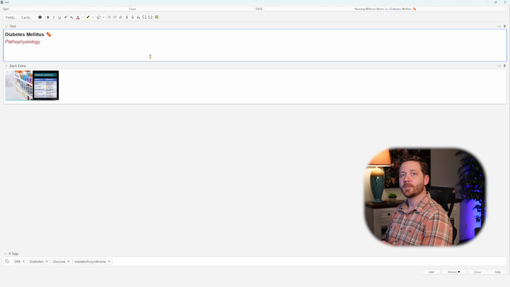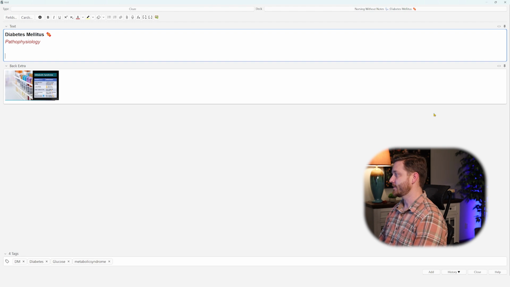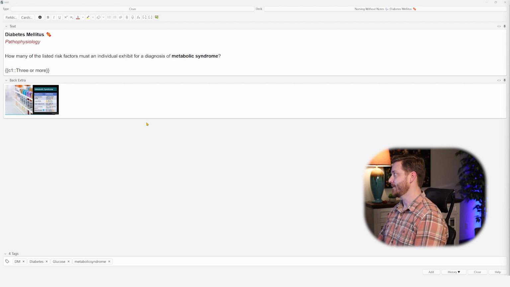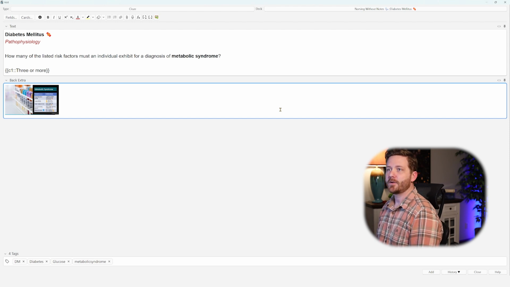So to be diagnosed with metabolic syndrome, you just have to have 3 or more of those factors. So let's remind ourselves of that. Now we've got, how many of the listed risk factors must an individual exhibit for a diagnosis of metabolic syndrome? And our answer is going to be 3 or more. So this card is going to be a perfect reminder of what we need to look out for with metabolic syndrome and how many of these factors need to be exhibited for an individual to be diagnosed with metabolic syndrome. And then also, we'll be able to see the entire chart below in our back extra field down here. So let's add that to the deck, Control-Enter.